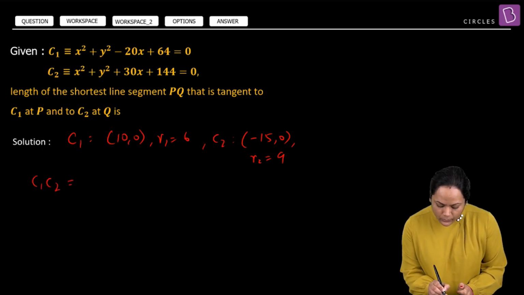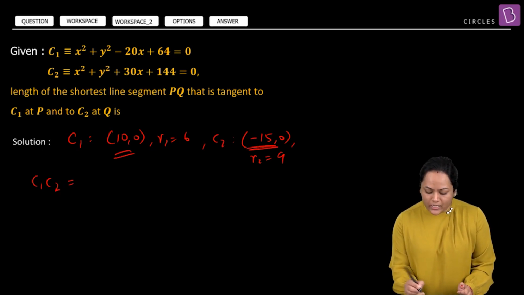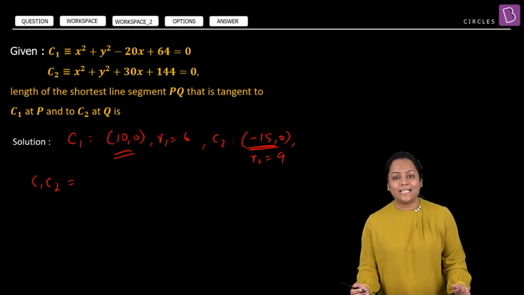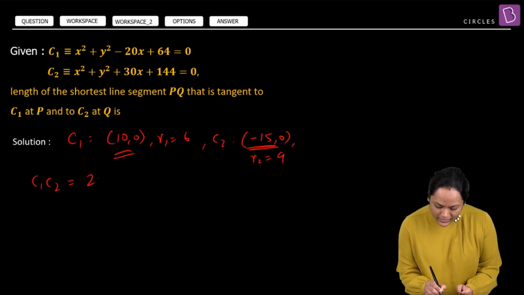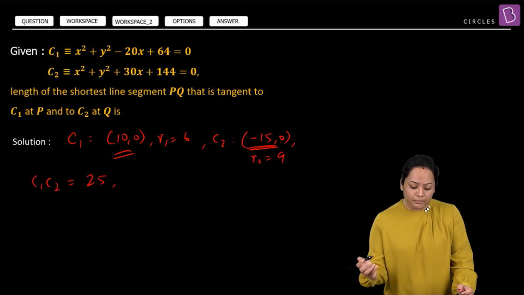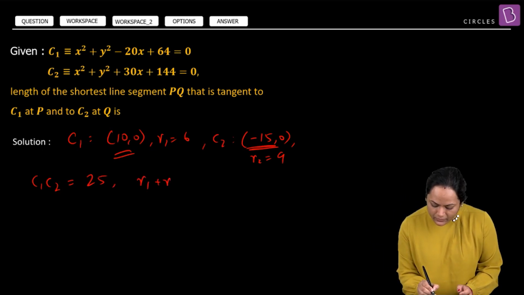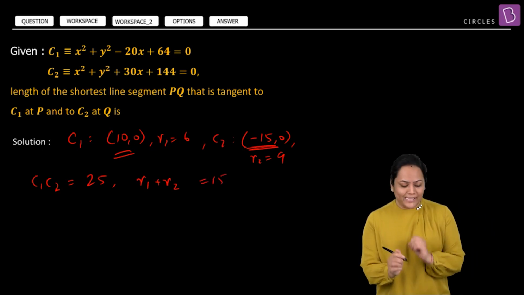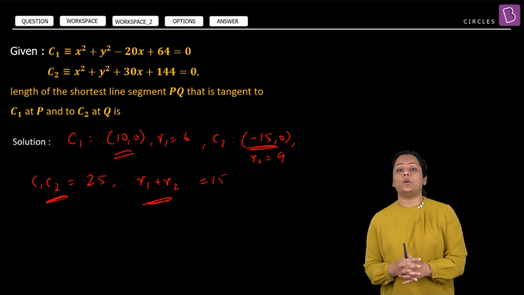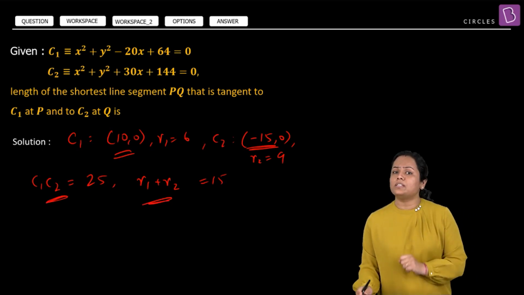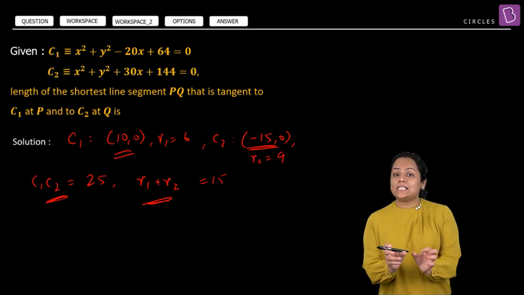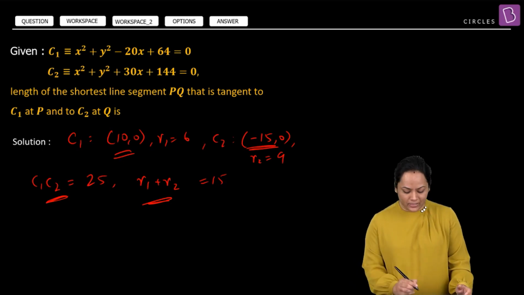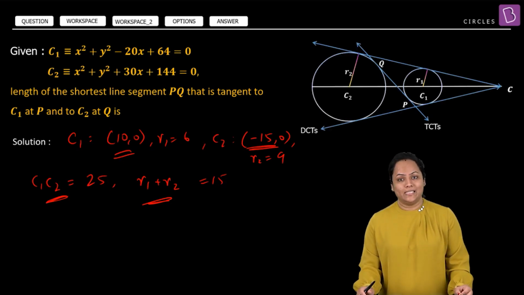We know the distance between the centers (10, 0) and (-15, 0). It's pretty simple, both are lying on the x axis. The distance between the centers is 25. That's correct. So I have C1C2 with me, but R1 plus R2 is only 15. So my C1C2 is greater than R1 plus R2. And if that is the case, how are the circles? Well, if the distance between centers is greater than the sum of the radii, the circles are completely outside each other. That's correct. So the figure will look something like this, isn't it?